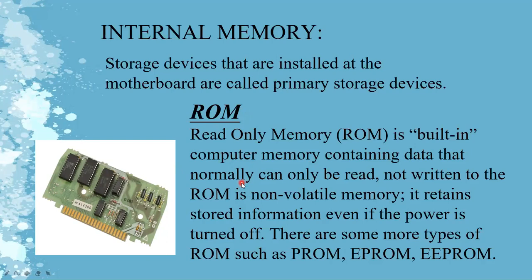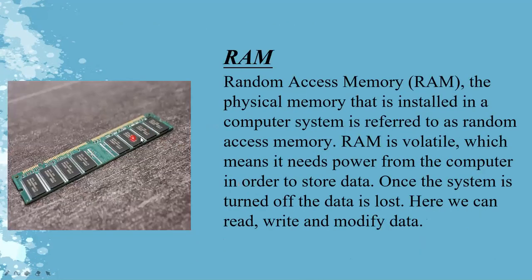So this is about ROM. Next is RAM. I showed you the RAM chip in the previous picture, previous slide. So this is RAM. Random access memory. The physical memory that is installed in a computer system is referred to as random access memory. It is volatile, which means it needs power from the computer in order to store data. Once the system is turned off, the data is lost.